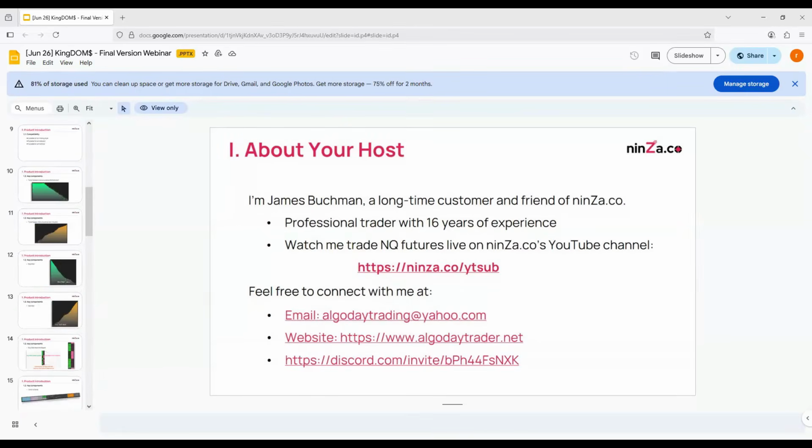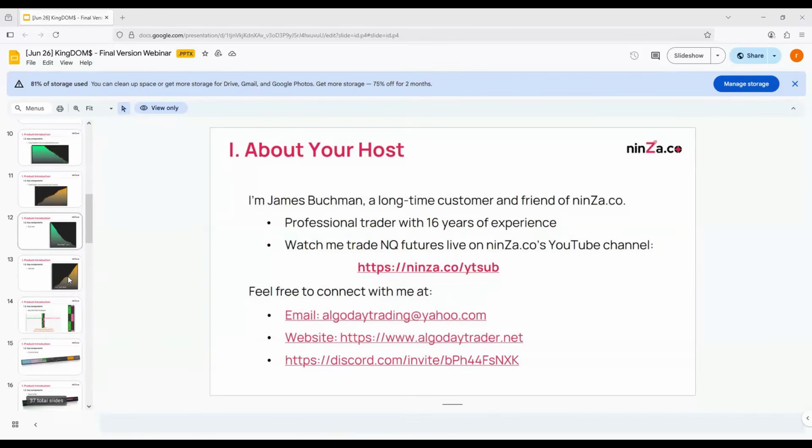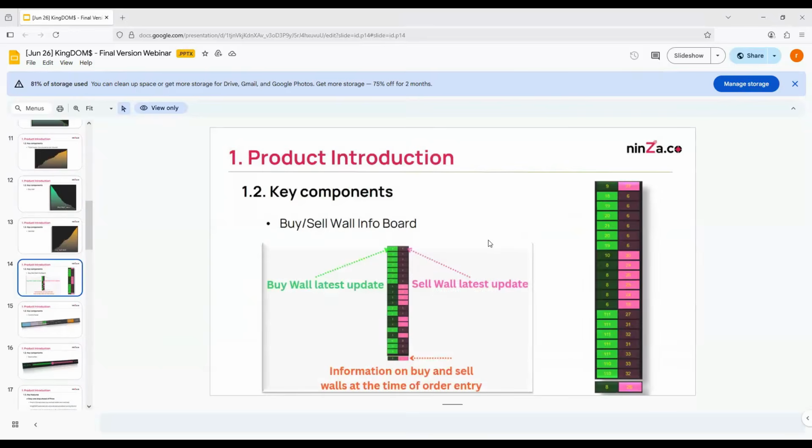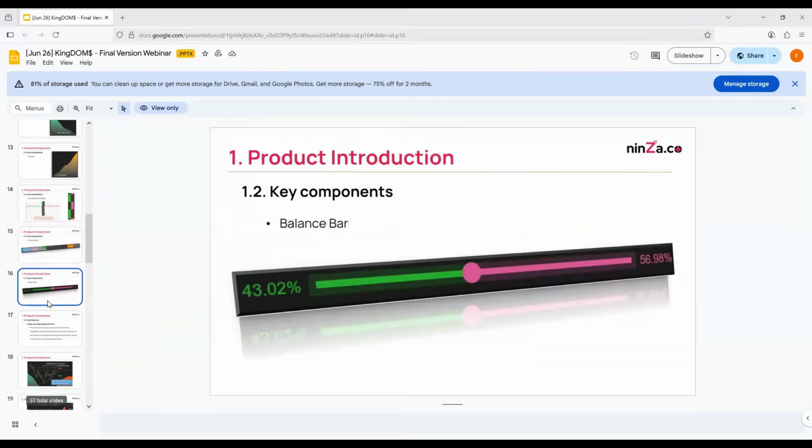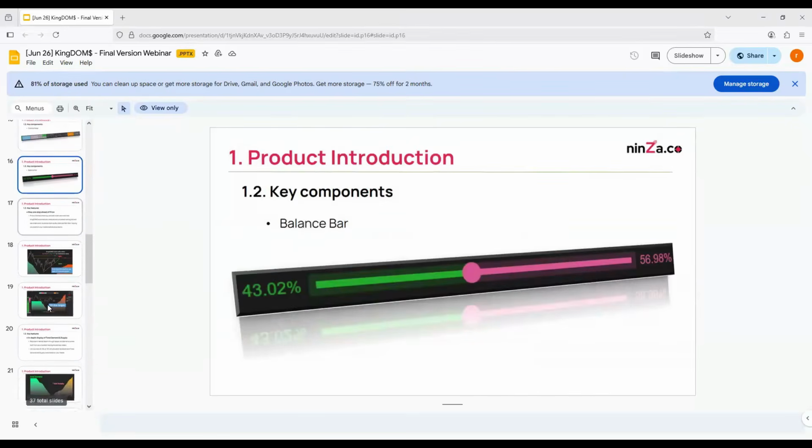Let's see. I think we went over most. Yeah, so this is the wall we saw with all the orders. We saw that. This is the control panel, the gauge. We saw all of that.